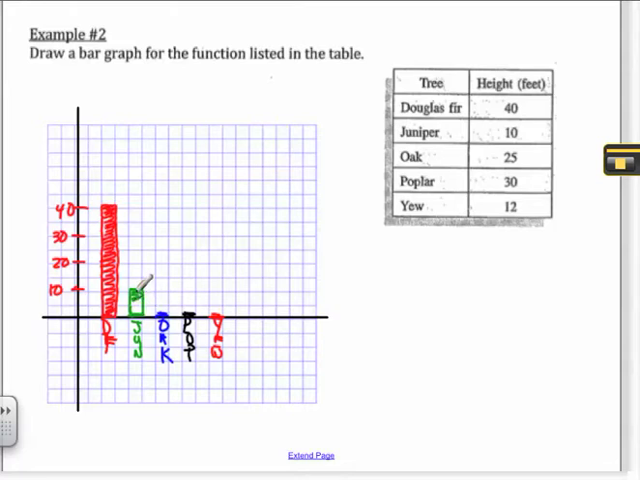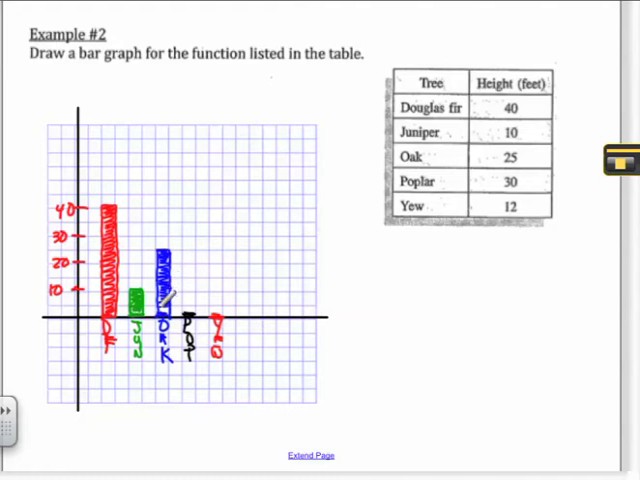Now juniper, it says 10, so I'm just going to go right up to 10. It's a little above it because my board orientation's a little bit off, I think. That door that slams next door in that office so much just messes this board up completely. Oak tree goes up to 25. All right, let me see if I can... oh, look at that. Got that one perfect. All right, so let's color that in.